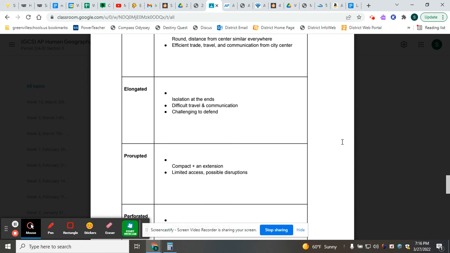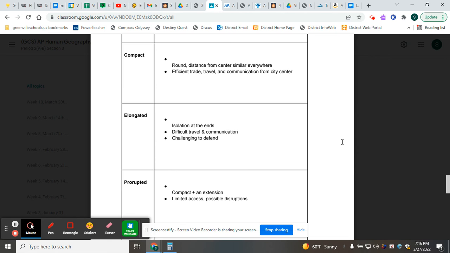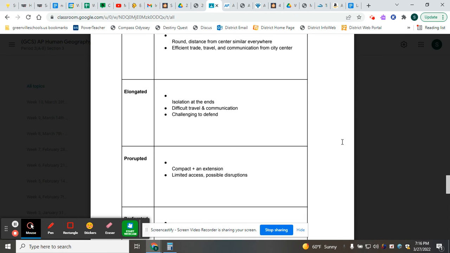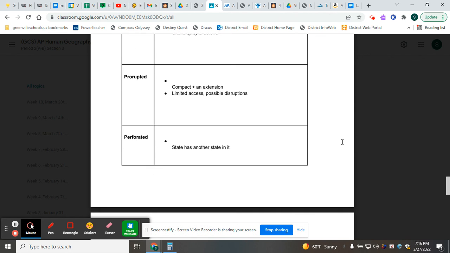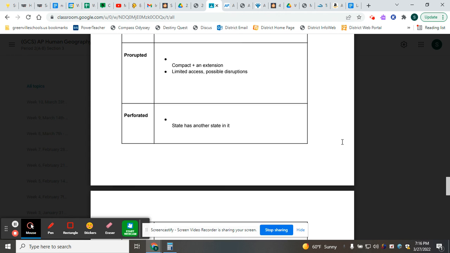So California is a great example of an elongated state. Oklahoma is a great example of a prorupted state. And then a perforated state.